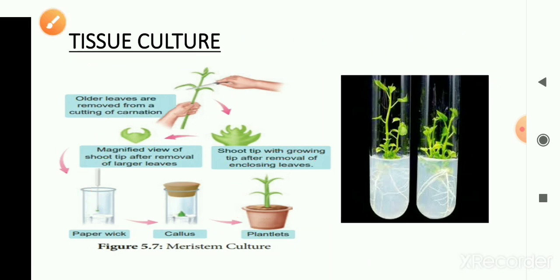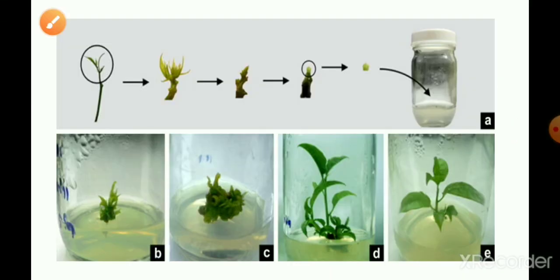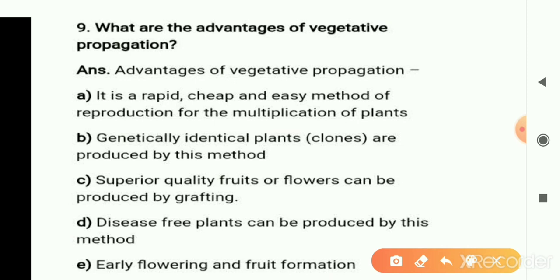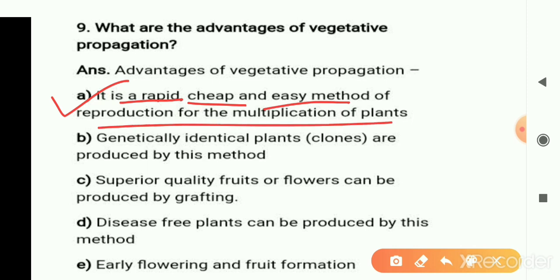So these are the different methods of asexual reproduction. Coming to the advantages of vegetative propagation, one should know what they are. The first advantage is that it is a rapid, cheap and easy method of multiplication, a faster method, because here the plants will produce flowers and fruits much earlier than those plants which are propagated through seeds.